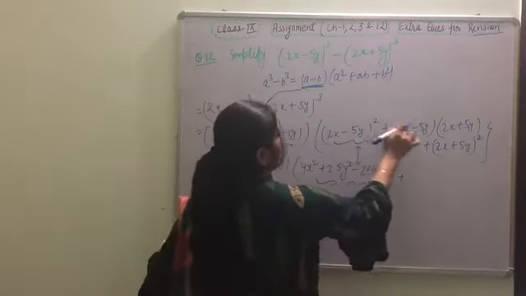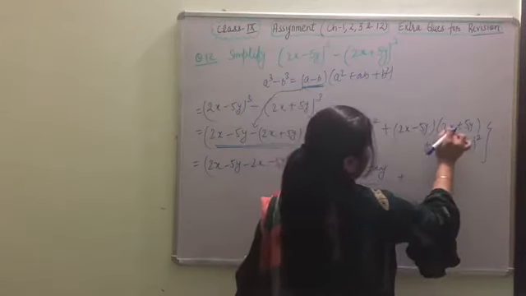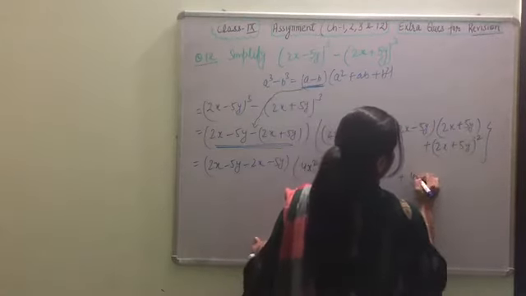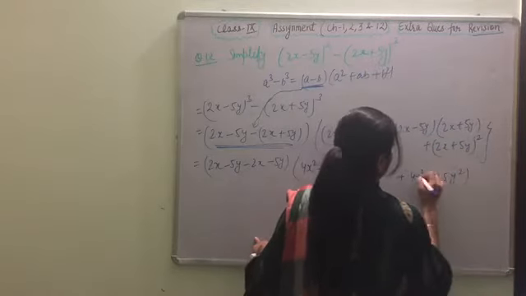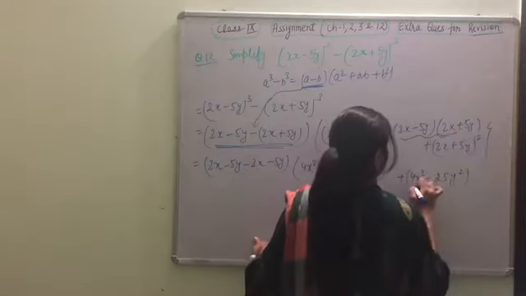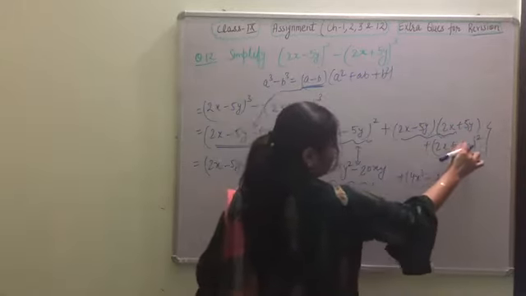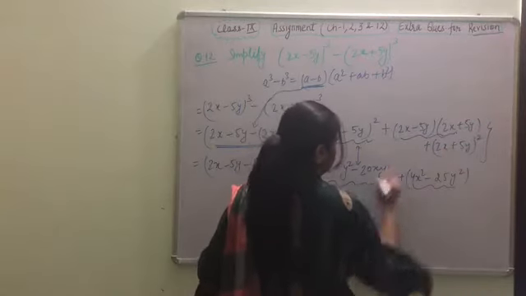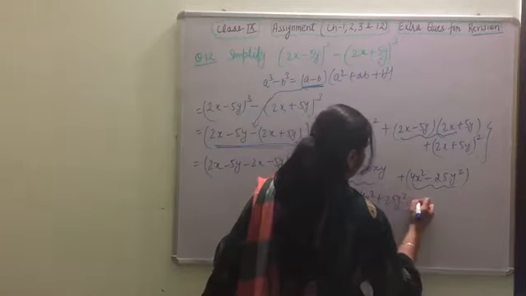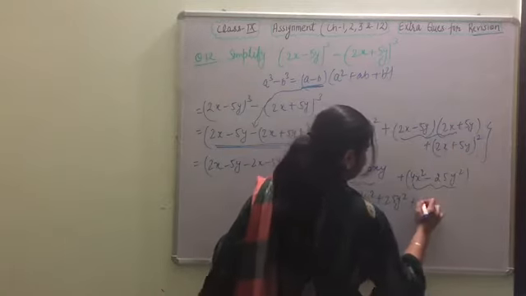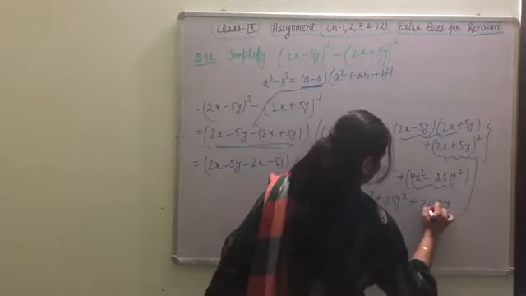First term, a square plus ab plus b square. Okay, a minus b, a plus b, a square minus b square: 4x square minus 25y square. Second term, simplification of the middle value. Now the last value, 2x plus 5y whole square, a plus b whole square, a square plus b square: 25y square plus 5 2s are 10, 2s are 20xy. Last term, simplification of the last term.